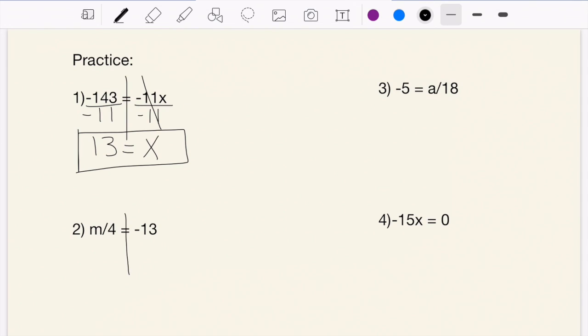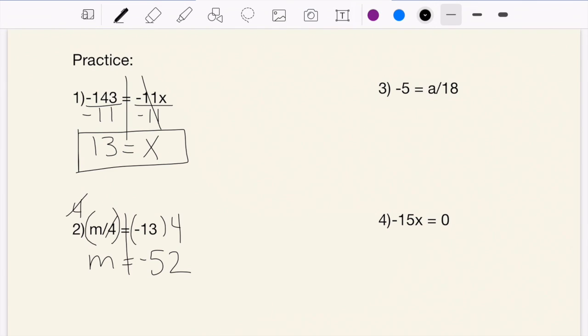So we need to decide what we're doing in that one. That one is a division problem. So in order to get the m by itself, we need to multiply both sides by 4. When we do that, those cancel out and we're left with just m. And then we have negative 13 times 4, which will give us negative 52. All right, let's look at number 3.